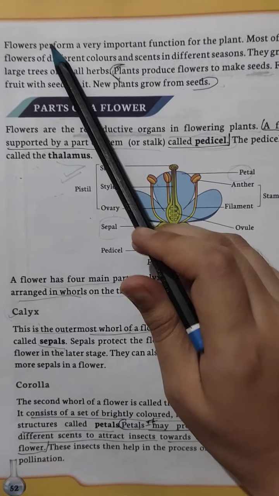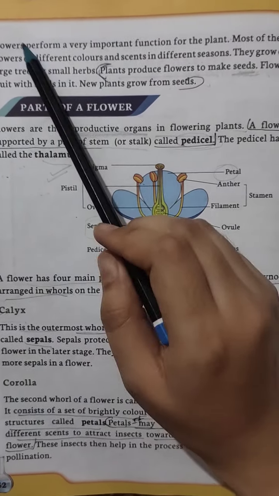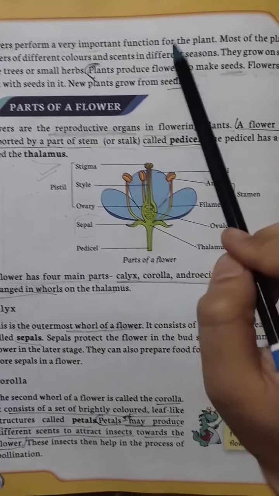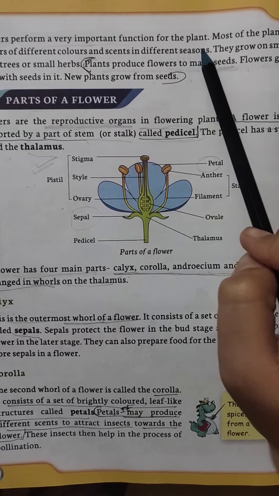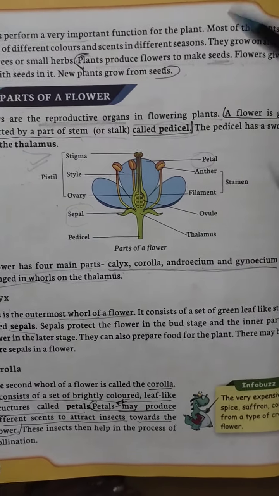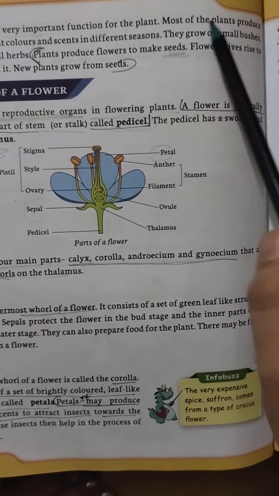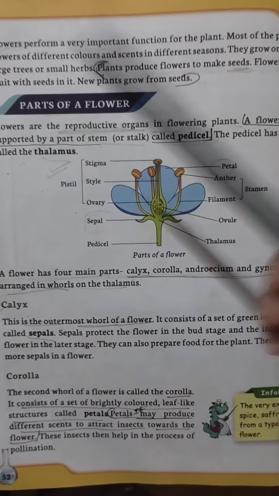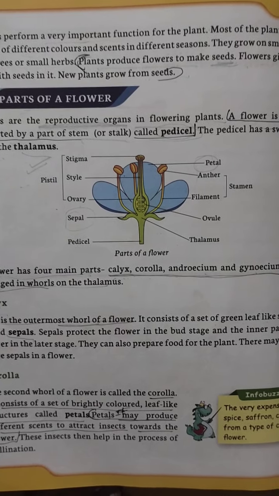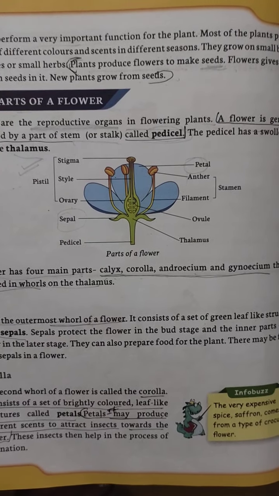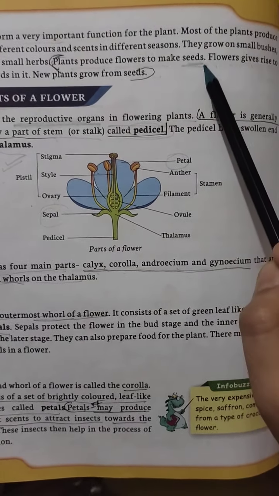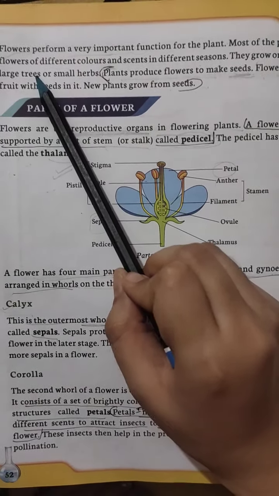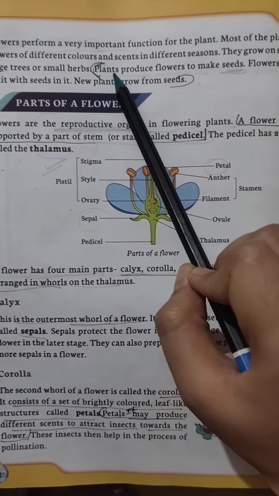So, what is the main function? It plays the most important function for the plant. And what is the most important function? That is to grow new plants. How? Plants can produce flowers of different colors, different scents. It depends on the season in which they grow. So they can grow on small bushes also, and trees also, and some small herbs also.